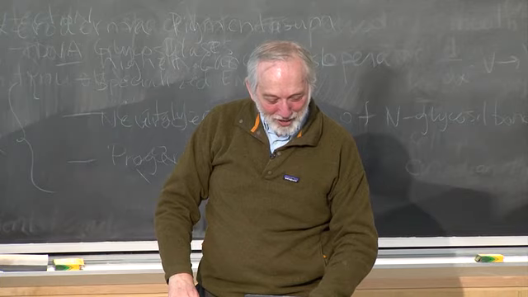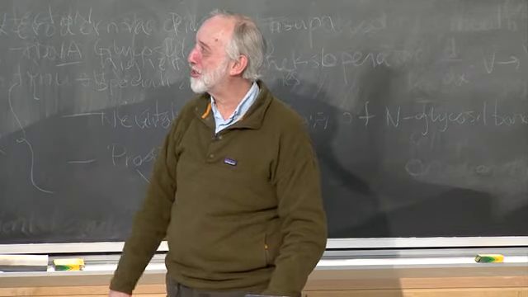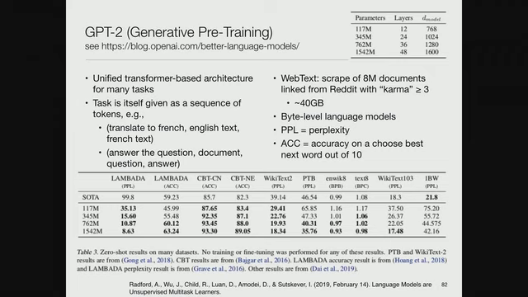Okay. The last thing I want to tell you about is GPT-2. This is from the OpenAI Institute, which is one of these philanthropically funded research institutes to advance AI, I think this one by Elon Musk. And what they said is, well, this is all cool, but they were not using BERT. They were using the transformer architecture, but without the same training style as BERT.